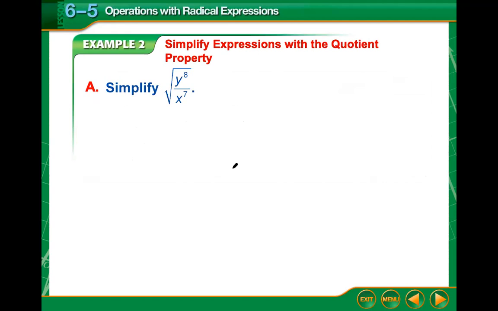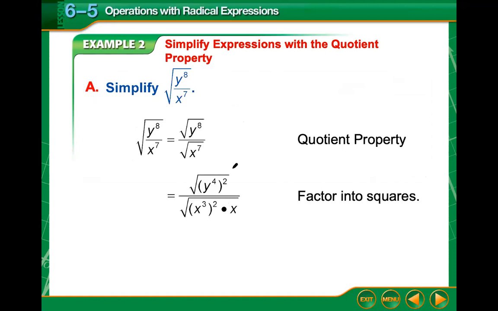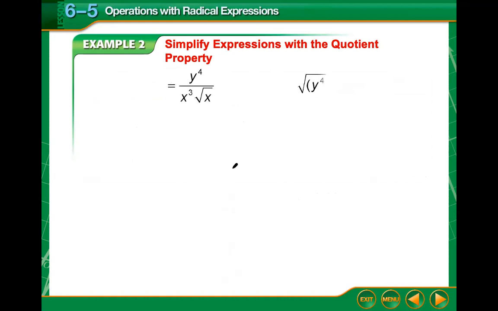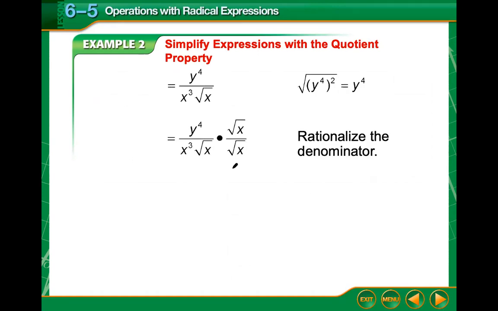All right, so we're going to simplify the square root of y to the 8th over x to the 7th. So we're going to separate these using the quotient property. We're going to factor into squares and use the product property. And we're going to rationalize the denominator. So one of the things is we do not like having square roots in the denominator. So when we do this, we get y to the 4th square root of x all over x to the 4th.